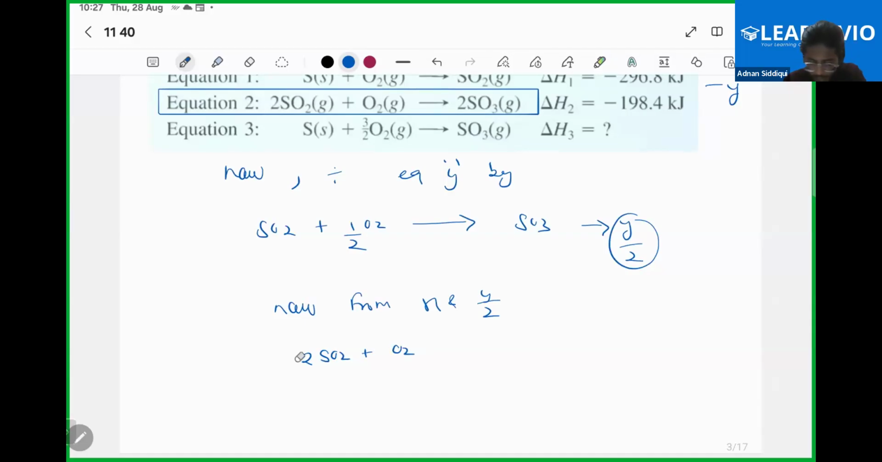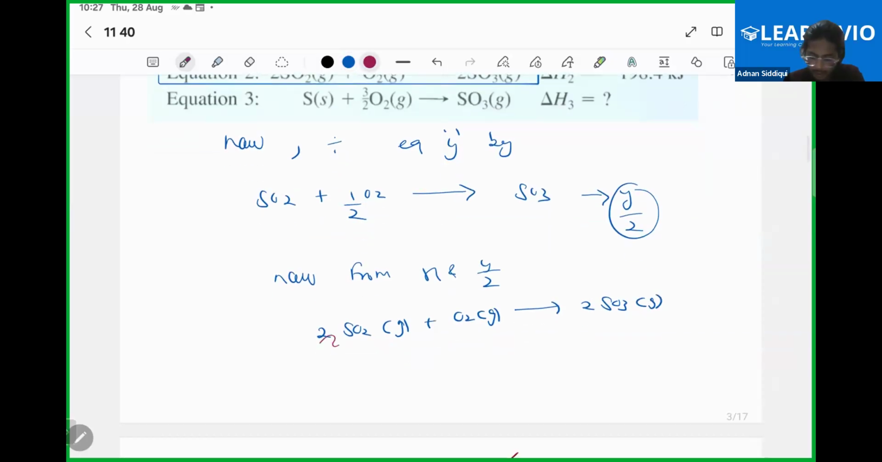See, let me write the equation. If I am dividing the whole equation by 2, 2, 2, and 2, what am I going to get? 1, 1 by 2, and 1. This equation, basically. Why I'm doing this, you will understand. Just give it a few seconds, okay?